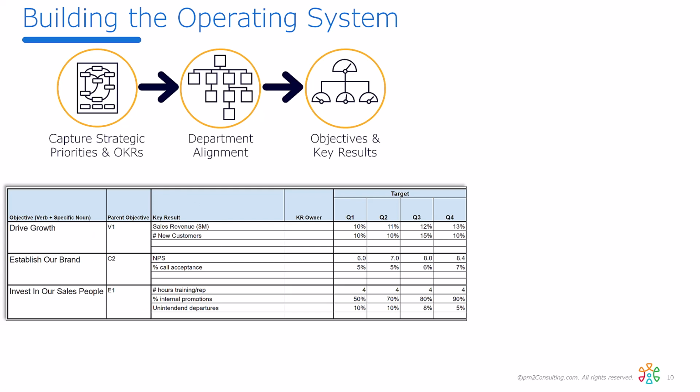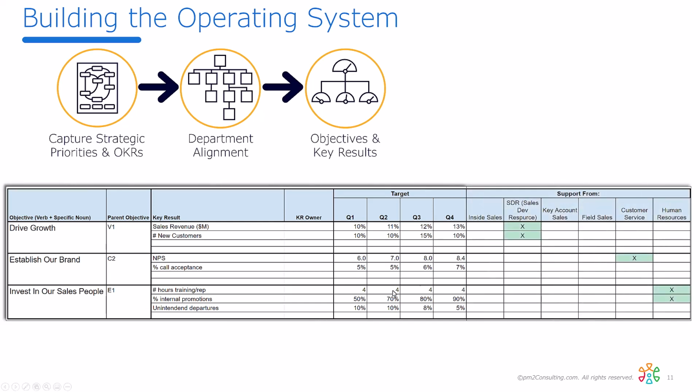In fact, once we've done that, we typically do what we call show and tell. Each of those processes shares it with the others, and we identify where we need critical support from other departments. So in this case, we need support from SDRs to achieve these 2 objectives, and I need support from customer service to get my net promoter score up. I don't need any support to get higher call acceptance, and I need support from HR for the training and internal promotions. So this allows us to make sure that the departments are lined up and can help us out where we need help. From there, we just put it into your system of record.